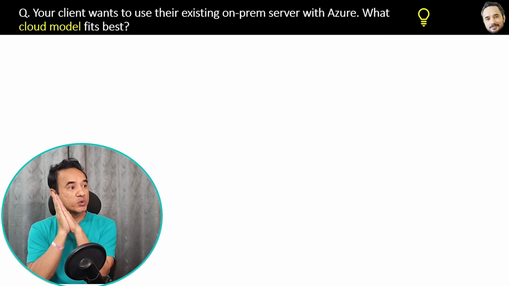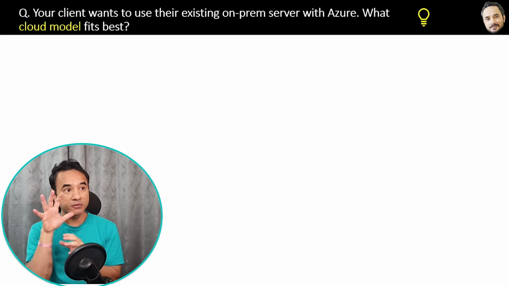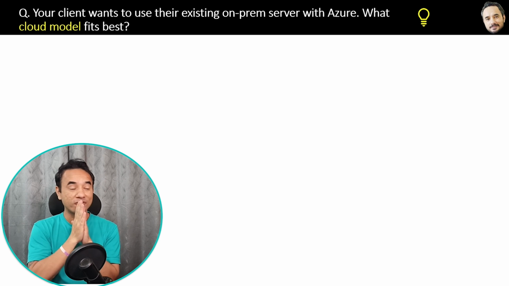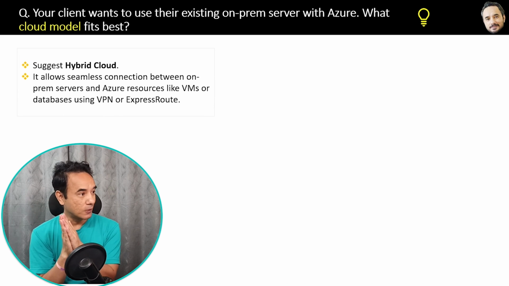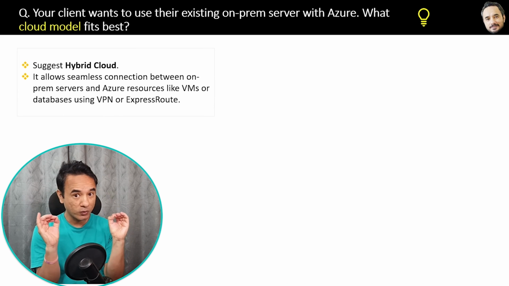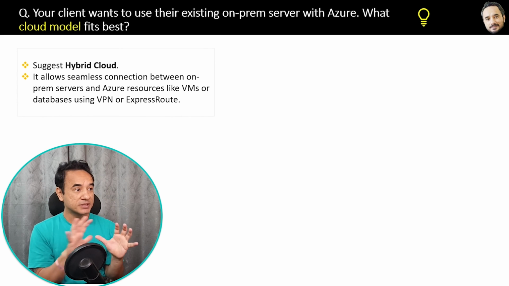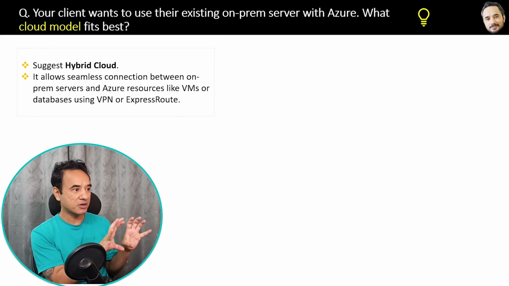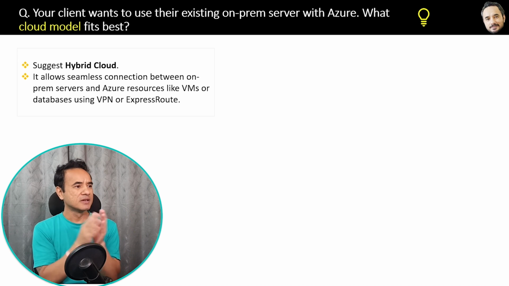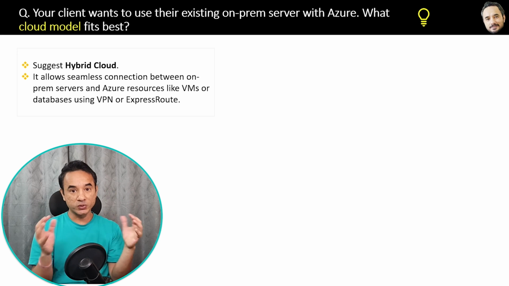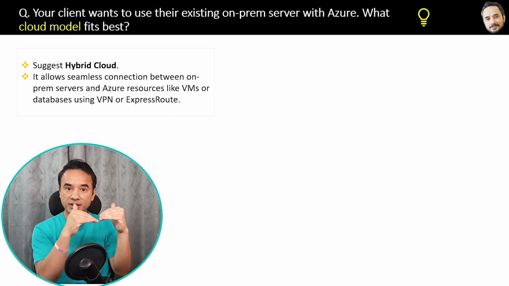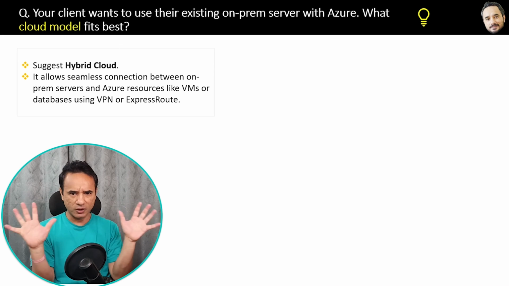Your client wants to use their existing on-prem server with Azure. What cloud model fits best? Think for a second. Okay, the answer is hybrid cloud. Reason? Always give reason. Because it allows seamless connection between on-prem servers and Azure's resources like VMs or databases using VPN or ExpressRoute. Mention that VPN or ExpressRoute we can use to connect the on-prem with Azure or AWS or whatever cloud we have.